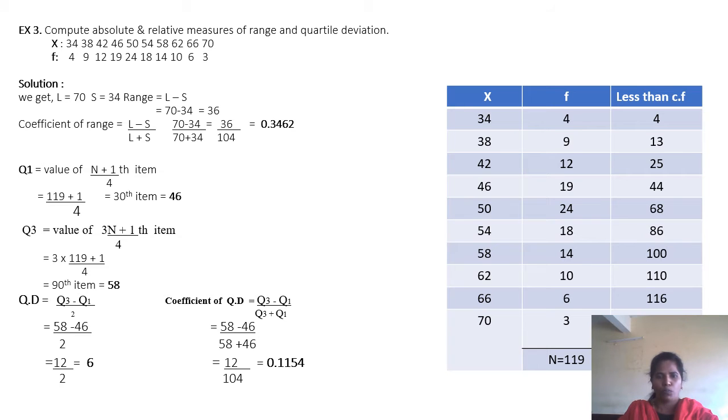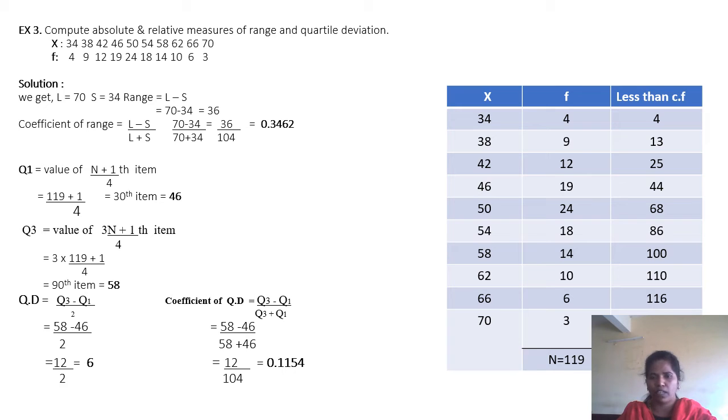I take one more example on this method, that is discrete relative measures: range as well as quartile deviation. Discrete means, for example, x values given as well as f values. I take x values 34, 38, 42, 46, 50, 54, 58, 62, 66, 70, and the frequency values 4, 9, 12, 19, 24, 18, 14, 10, 6 and the last one 3.